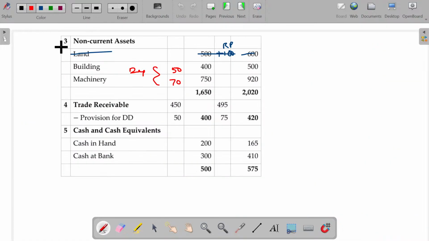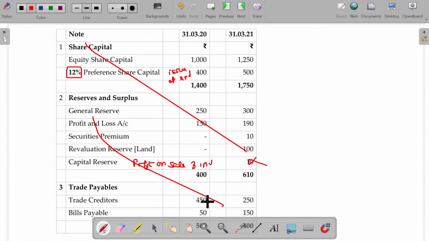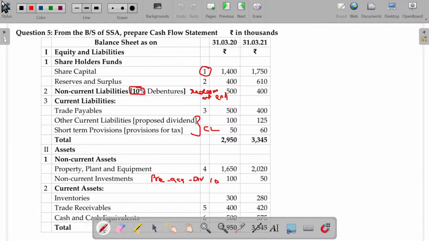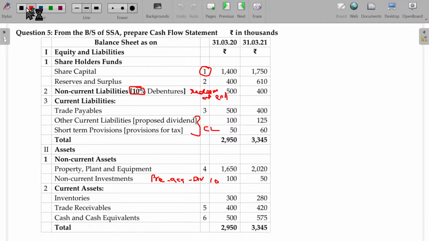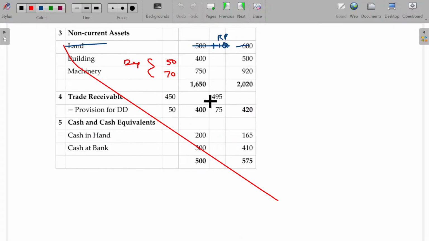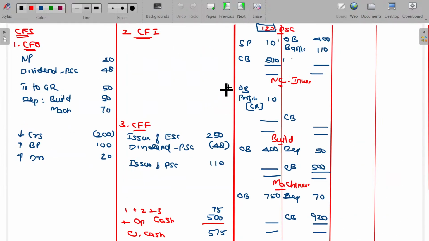So we have completed all the schedules and adjustments. Leftover items. This one is over. This one is over. Debenture 500 and 400. 10% debenture redeemed at the end. 10% debentures. Initially we have 500, year end 400.